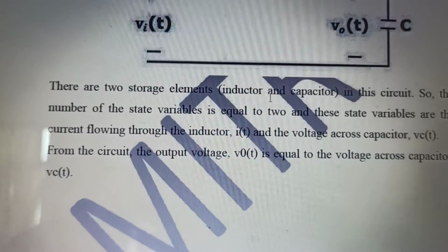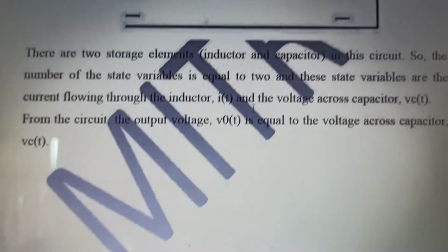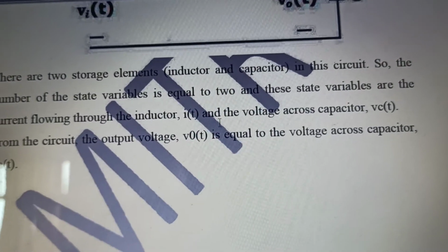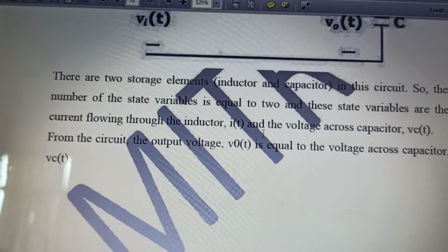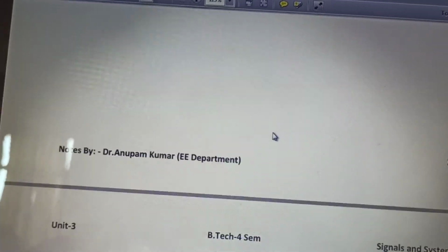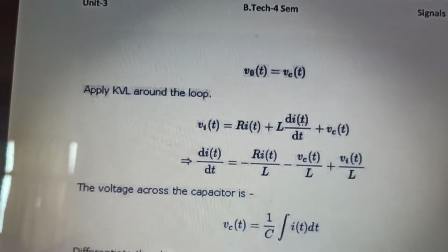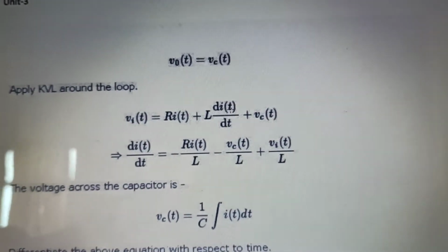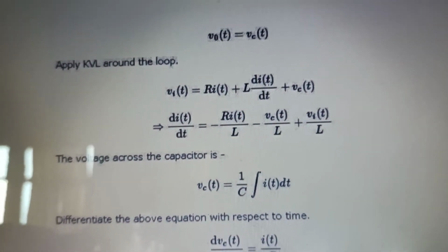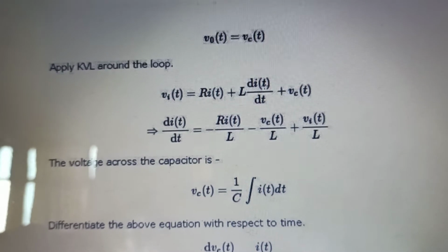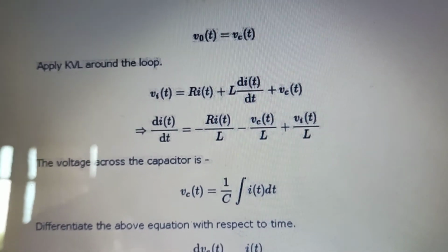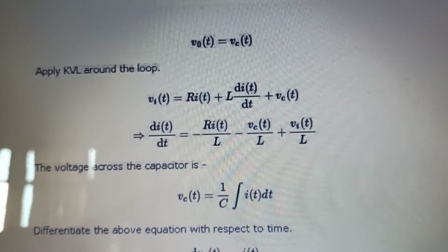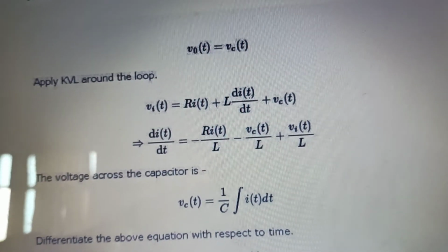I think now I am clear. And this is all that we have to discuss regarding the first equation. And the second thing is that the output voltage is nothing but equal to V_C(t). It means there is a direct relationship between the output and the state variable. The two state variables are i(t) and V_C(t).